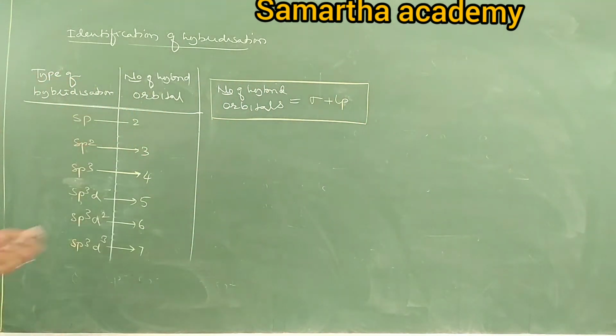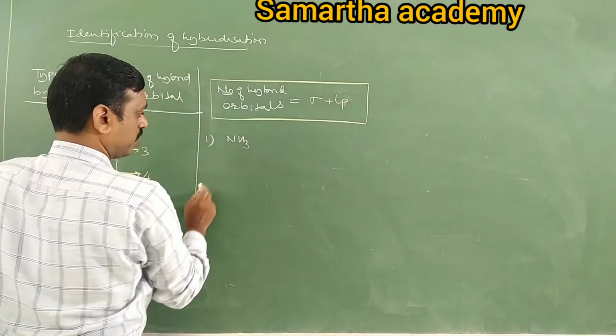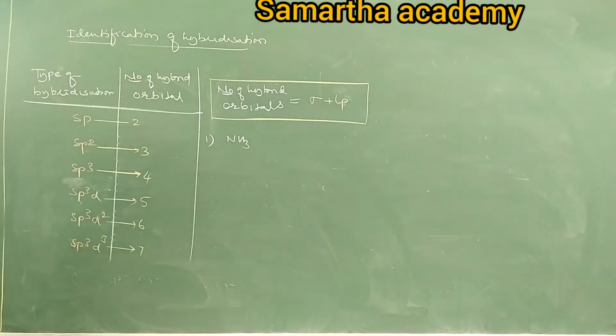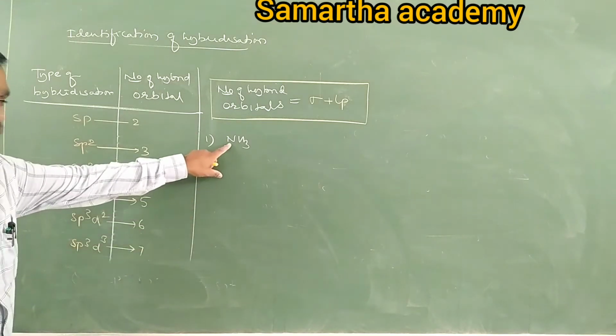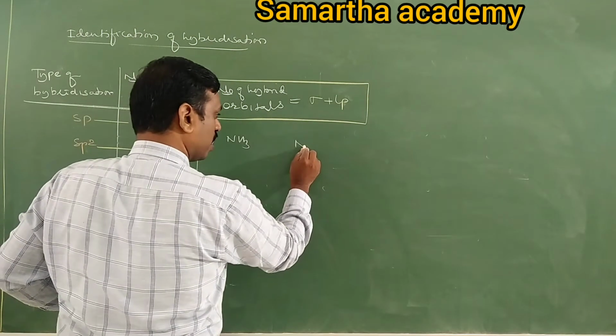It is the sum of the sigma plus lone pair which gives the number of hybrid orbitals. Let us take an example, ammonia. Tell me, what is the hybridization of ammonia? If I ask the hybridization of ammonia, what do you calculate? We identify the hybridization of what? Nitrogen, no? The central atom. So first write the nitrogen central atom.